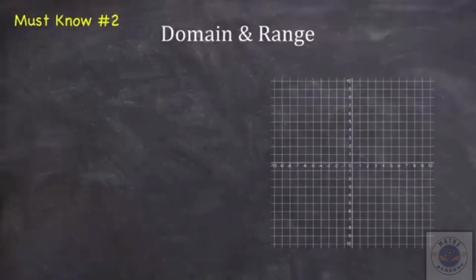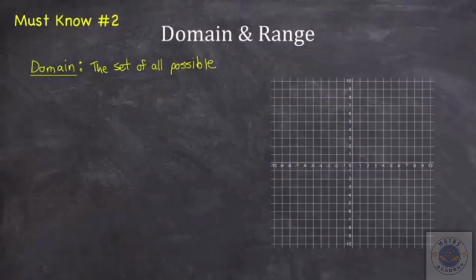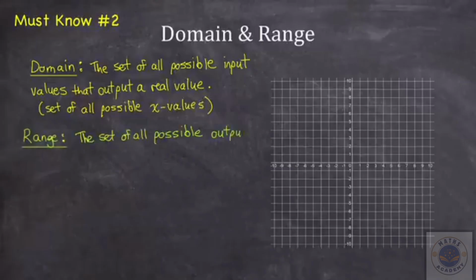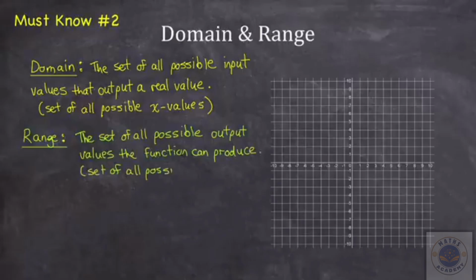Must know number 2: domain and range. Domain is the set of all possible input values that output a real value. So it's the set of all possible x values that you can sub into the function. Whereas the range is the set of all possible output values that a function can produce. So it's the set of all possible y values.